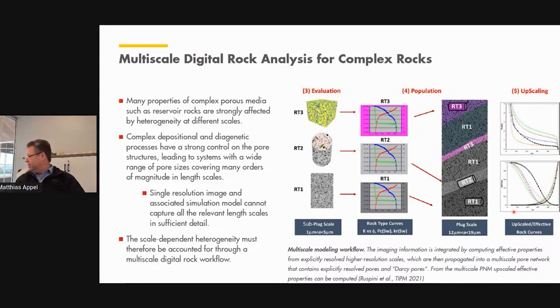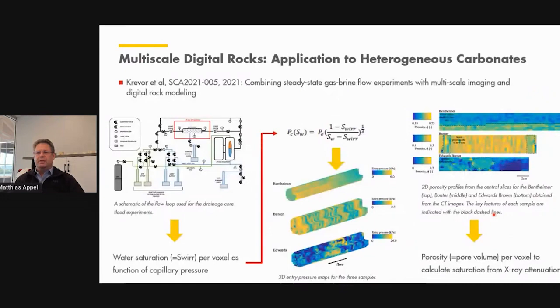So, quite an elegant workflow, and one way or another, that is a workflow that has been established in the industry in some form from a variety of sources. An example of that, and I'm slowly coming to an end here, is a very neat experiment that has been published by Sam Crever, also from ICL, in the SCA conference last year, where he demonstrated how gas brine drainage co-flooding experiments are being used in combination with the imaging of the pore structure.